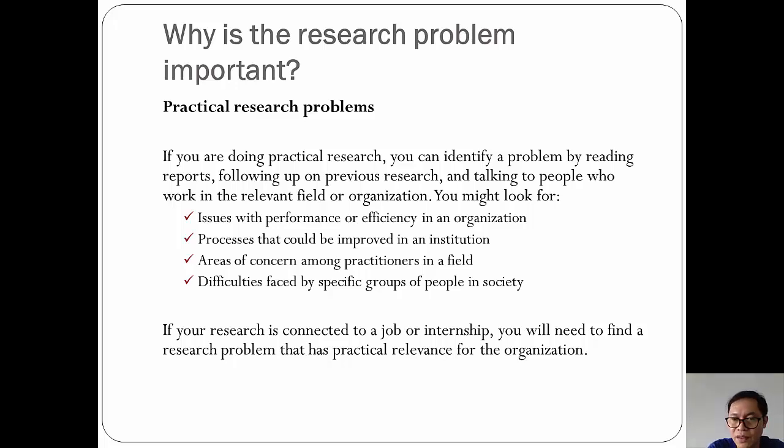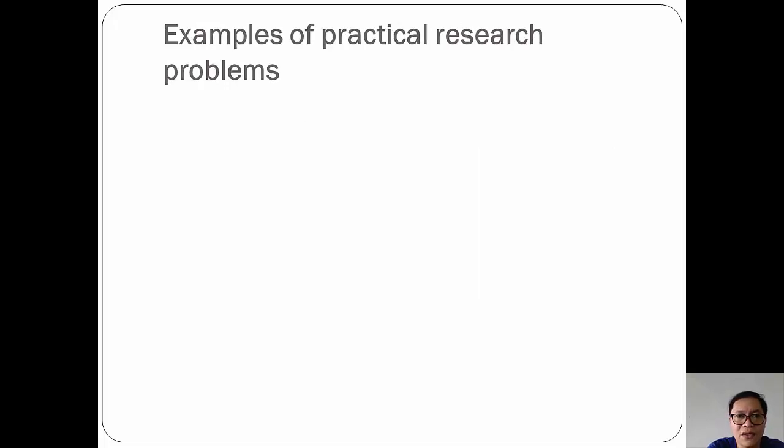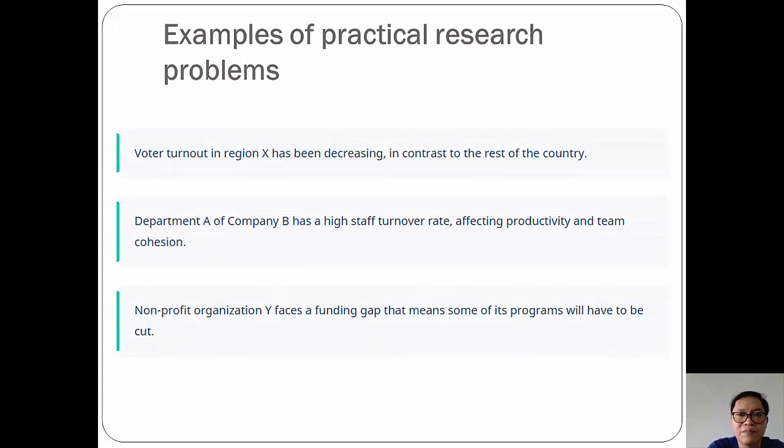You notice a problem about that. Why are there many interns about this, why are there few interns? So, internship. That is an example. Example of a practical research problem: Voter turnout in Region X has been decreasing in contrast to the rest of the country. Department A of Company B has a high staff turnover rate affecting productivity and team cohesion, meaning turnover of resignations. Okay?